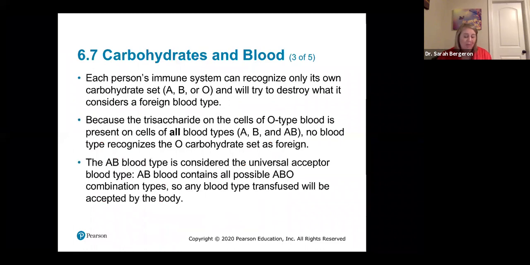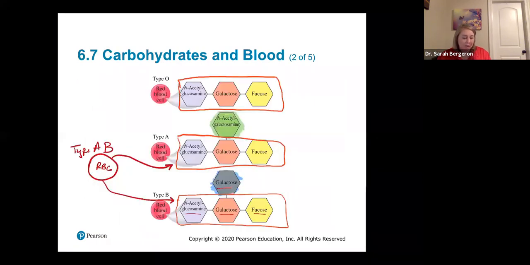Okay, so let's talk about the different ones, right? Each person's immune system can only recognize its own carbohydrate set. If you're type A, you're going to look at things that are like A, and you're going to say, okay, these are okay. So if you're type A and you saw some type O blood, oh, that looks like me, that's fine. So you would be able to tolerate type O blood. But if somebody gave you type B blood, oh my goodness, look at this galactose, your body would say, no way, that's foreign, I have to get rid of that.